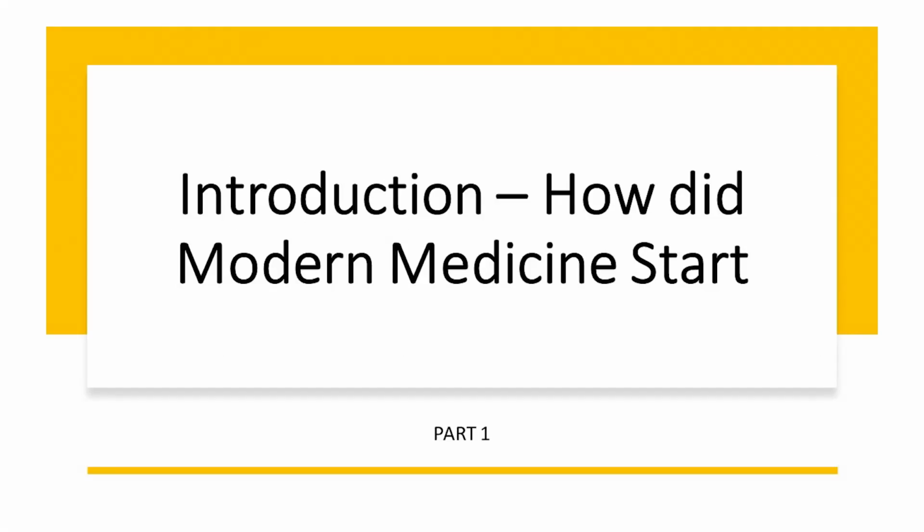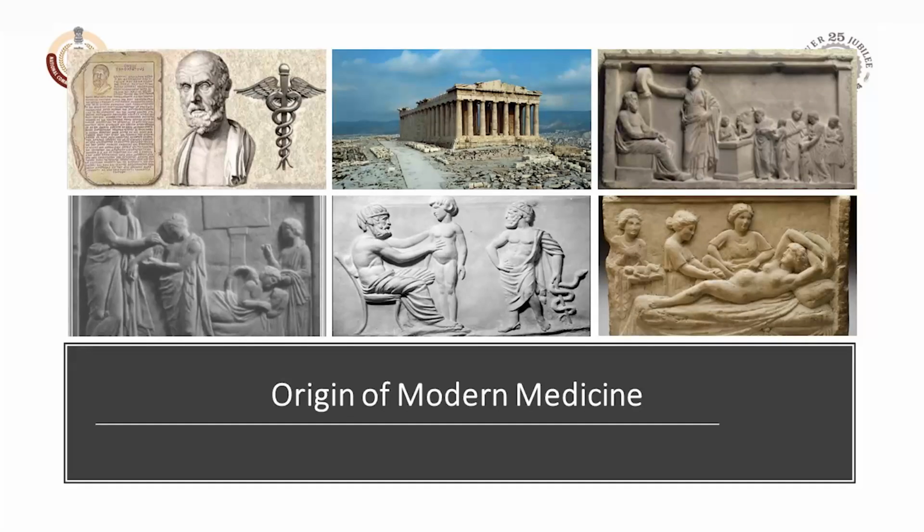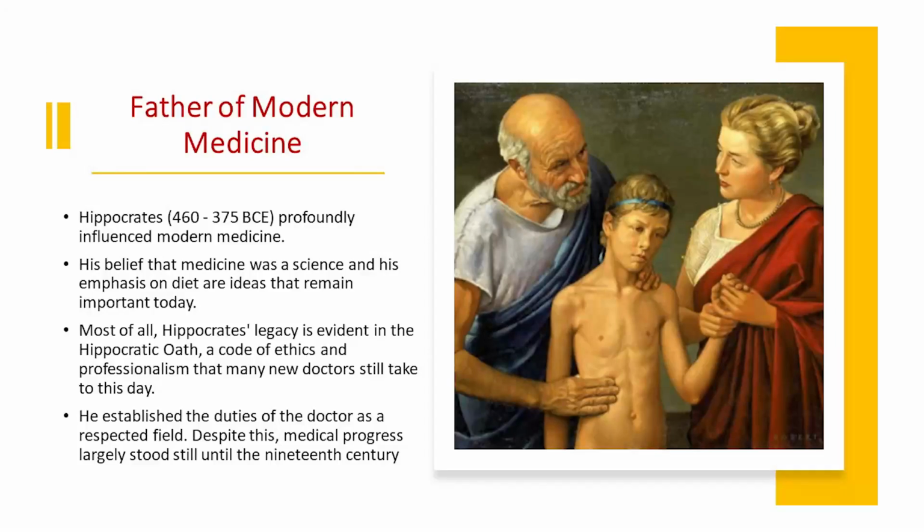How did the modern medicine start altogether? So it started way back with Hippocrates in Greece, wherein he profoundly influenced the medicine course. He spoke about the relevance of diet in the science and also spoke about the Hippocratic Oath, a code of ethics and professionalism that many new doctors still take to this day. He established the duties of the doctor as a respected field. So, the complete community started respecting doctors thereafter. Thus, he is also known as the father of the modern medicine.